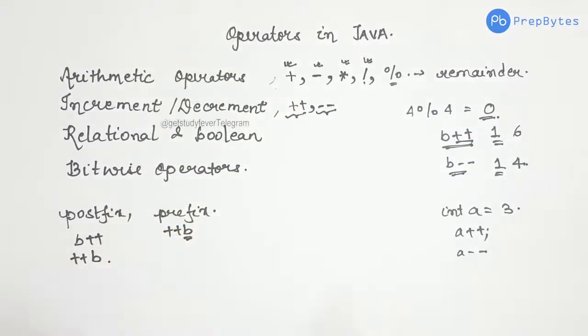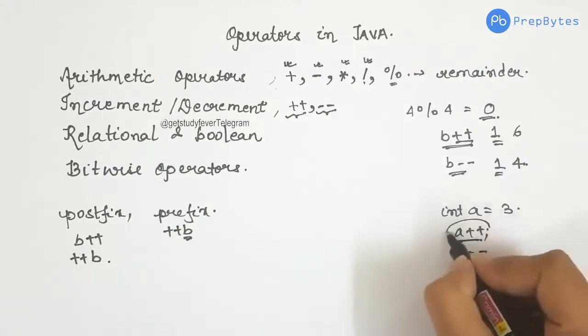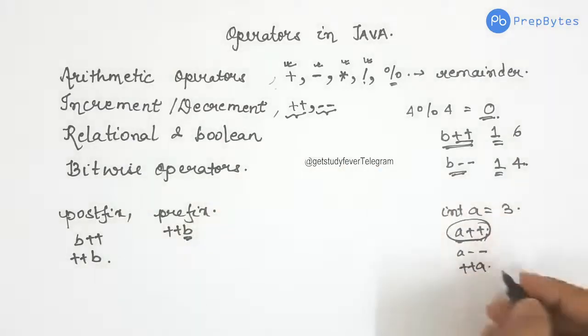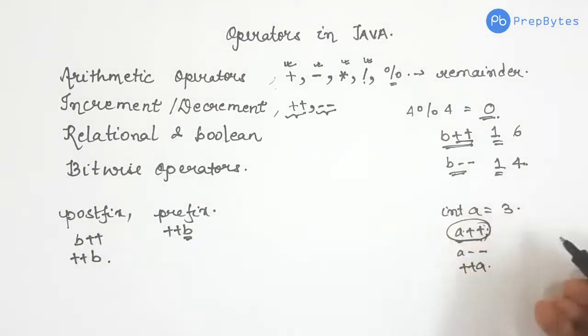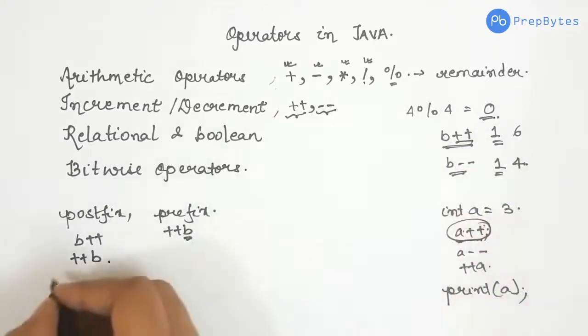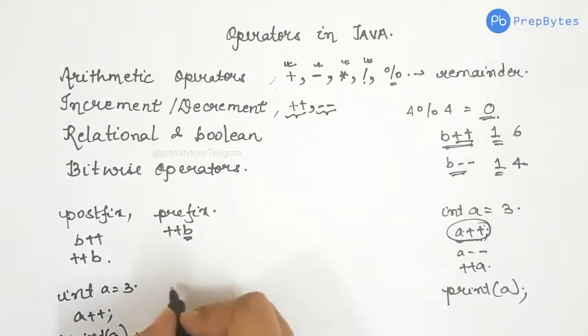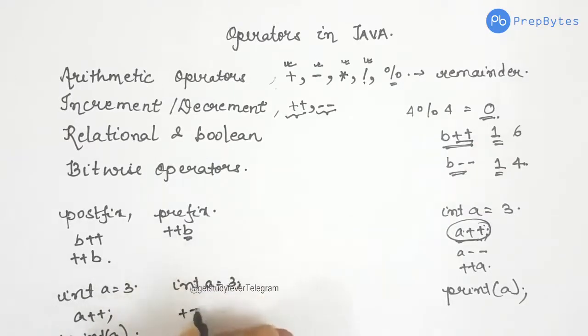If I simply do a plus plus or plus plus a, let's say this is a standalone statement. There's nothing else here. We have just int a equal to 3, a plus plus. Then let's say in the next line I print a. Let's say I have two programs: int a equal to 3, a plus plus, print a. Then again int a equal to 3, plus plus a, print a.